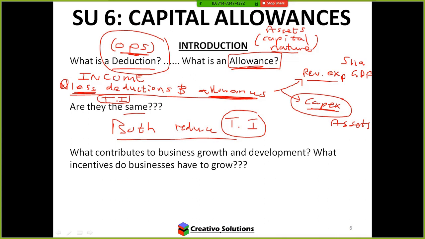And the last question, just for consideration: what contributes to business growth and development, and what incentives do businesses have to grow? Let's look at the first one. What contributes to growth and development? In other words, how does a business grow? What does a business need? It needs sales. Okay, that's operational. Before you can make more sales, what do I need? Capital. Yes. We need more assets, we need more resources, we need more capital.